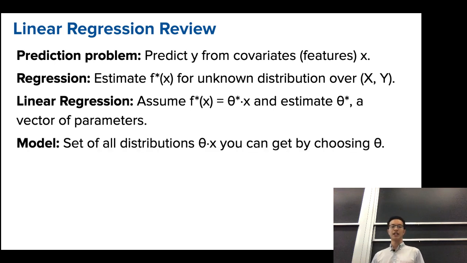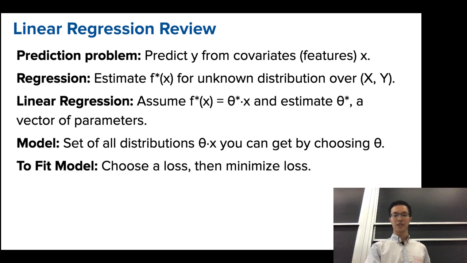So we say f of x is equal to theta dot product with x. And our model is essentially all the types of models you can get from changing theta. In linear regression, we set this as our model. When we run gradient descent, we try out a bunch of different thetas until we find the best theta for our particular data.